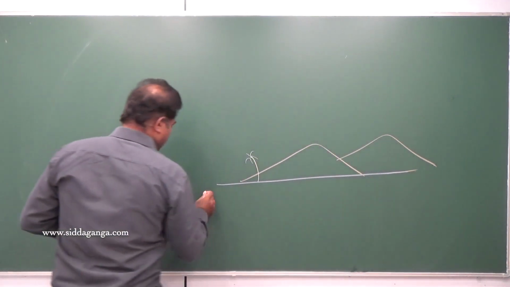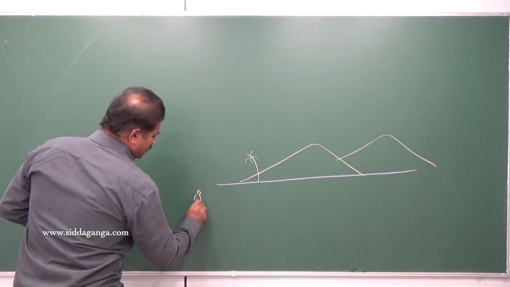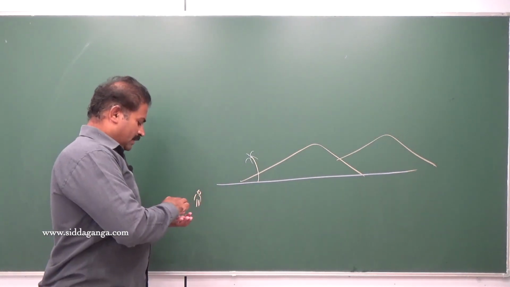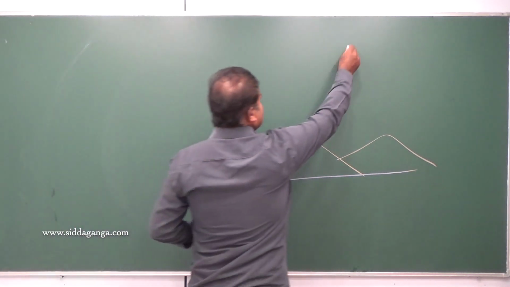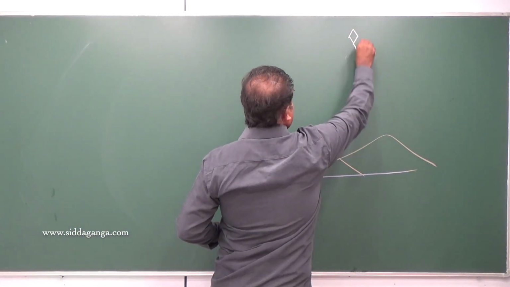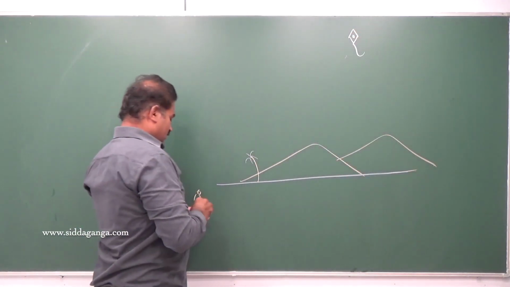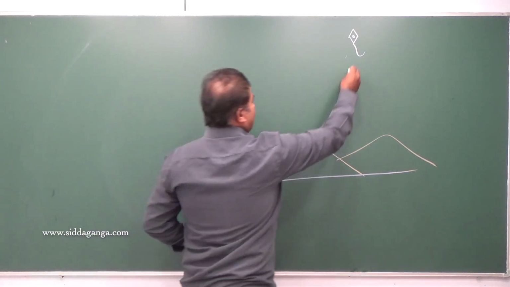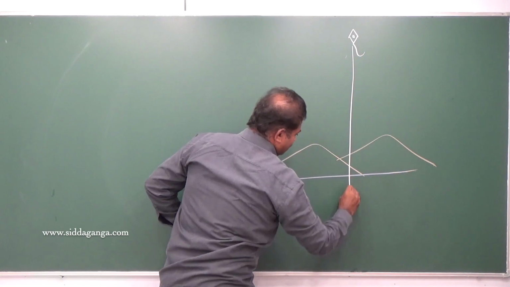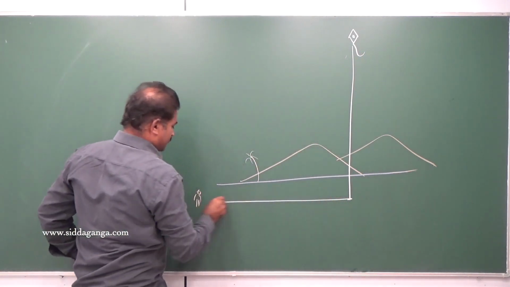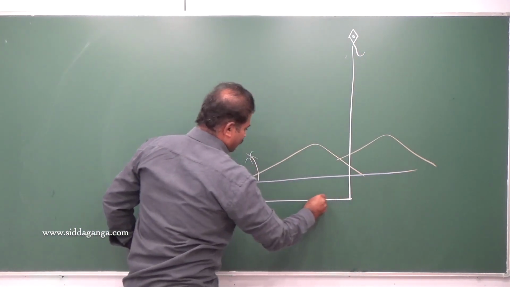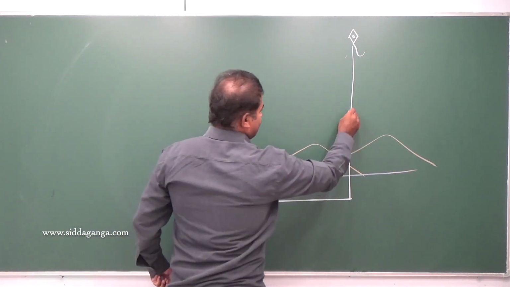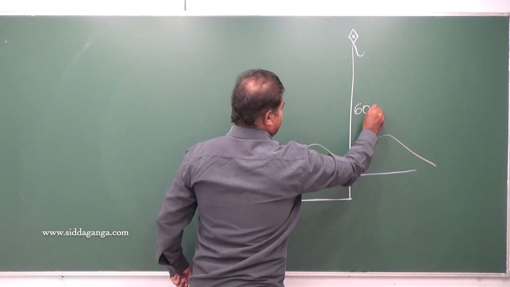On the field, what is this problem? A kite. So you have a kite flying in the sky, which is flying at a height of 60 meters from the ground. So consider this as the ground level, and it is at a height of 60 meters from the ground.